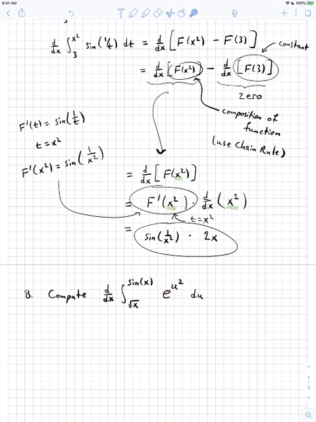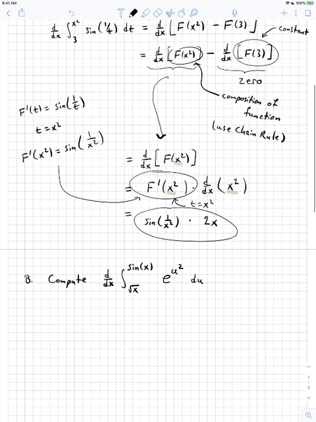e to the u squared is another one of those functions which is perfectly continuous, so it has an antiderivative. But if you try to write down what that antiderivative is in simple terms, you won't be able to. It has an antiderivative, but we can't write it down. But we know that it exists because e to the u squared is continuous.